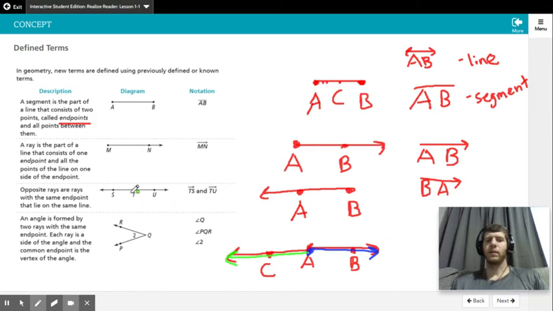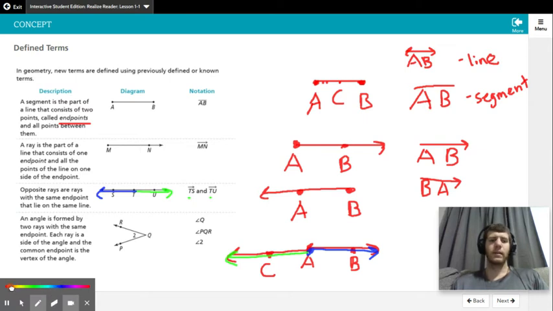In their example, they had ray TS and ray TU. And again, note how T is the first letter in the notation because T is the endpoint of both rays. T is the endpoint of the green ray here, and T is the endpoint of the blue ray, so it has to come first, and then the arrow is over the S and the U.